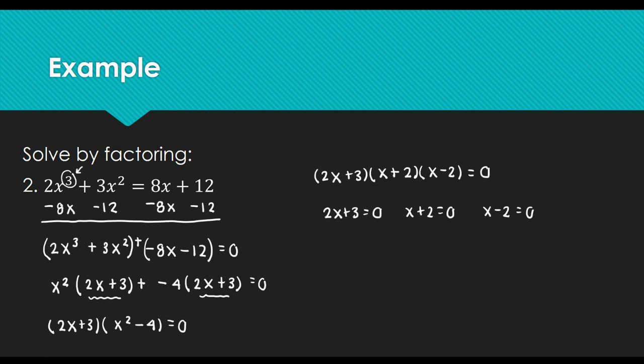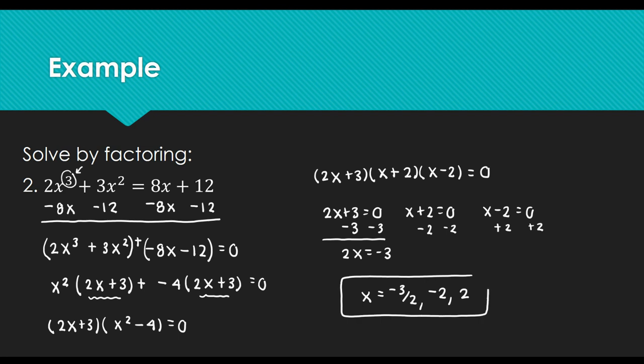And now I can start solving. So I'm going to subtract the 3, and I'm going to divide by 2. And so one of my solutions is negative 3/2. I'm going to subtract the 2, so another answer would be negative 2. And then here I'm going to add 2, so my last and final solution would be positive 2.